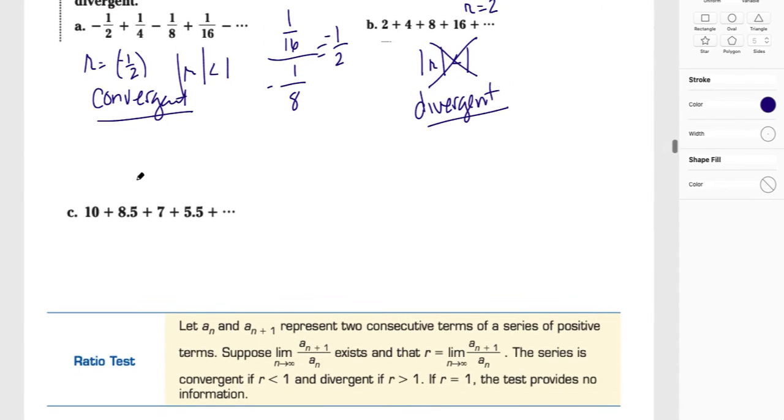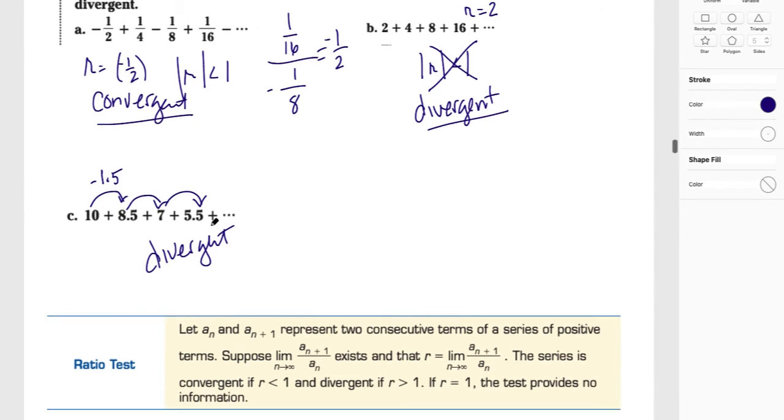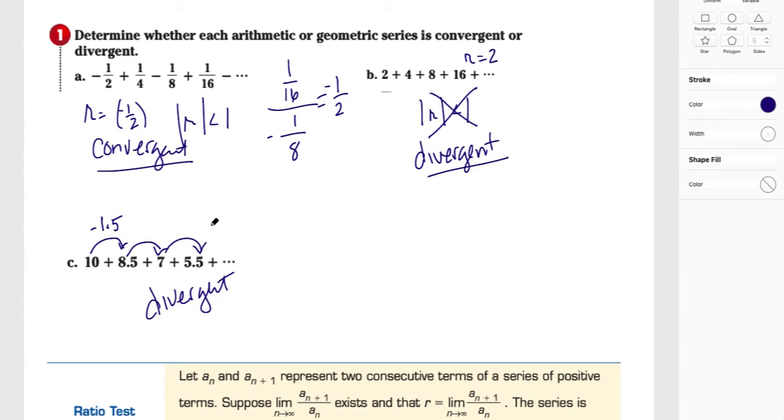Over here we have, oh look at that, we're just going to keep adding something on. This looks like an arithmetic sequence. Let's see if that makes sense. What are we adding on, 1.5 or adding a negative 1.5? That looks like what we're doing, adding a negative 1.5. And so when we have an arithmetic sequence, we always know that these guys will never converge. They're always divergent. And that's what we know from this example 1.